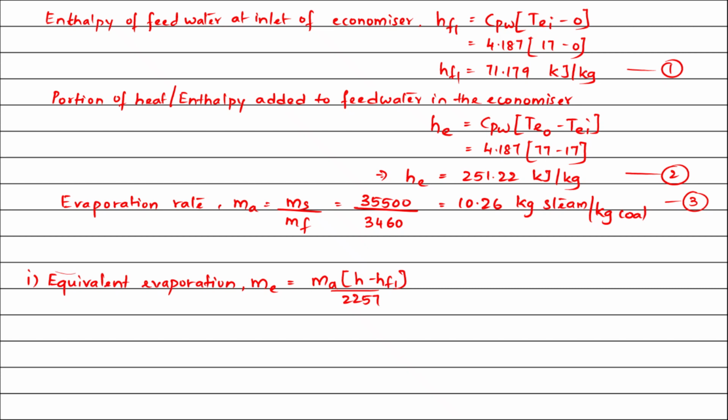But right now my feed water is also entering the economizer before it is entering the boiler. So there is a small addition in this expression: ma into (h1 minus he minus hf1) upon 2257. So this will be my expression for the equivalent evaporation for this particular case.